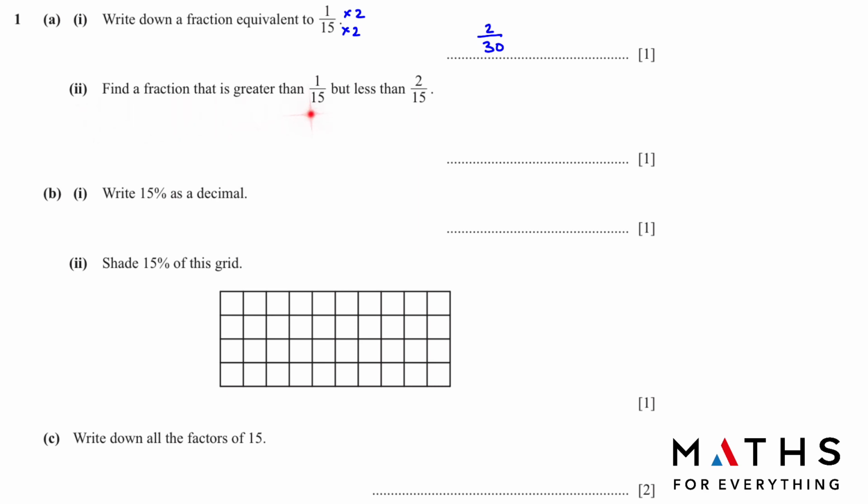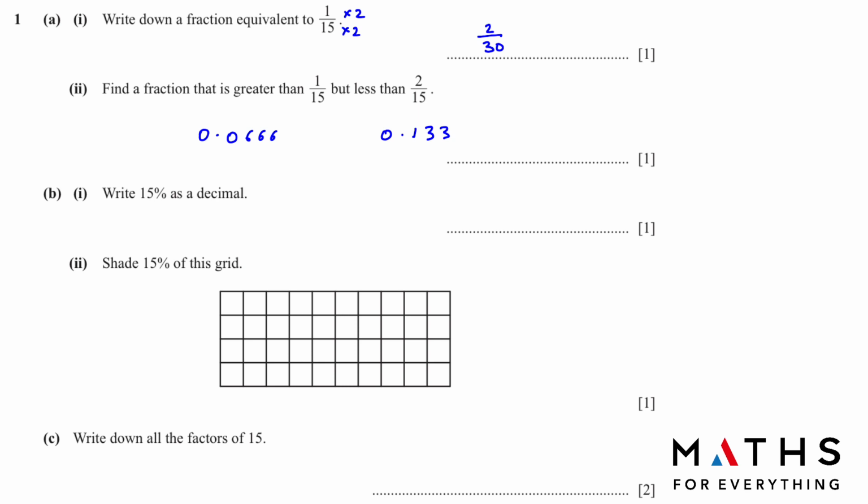A2, find a fraction that is greater than 1 over 15 but less than 2 over 15. The best way to do this is, in the calculator, write 1 over 15, change it to decimal. We are going to get 0.0666, it's continuing, and write 2 over 15. This gives us 0.1333. So we need a number in between this. You can write any number in between this.